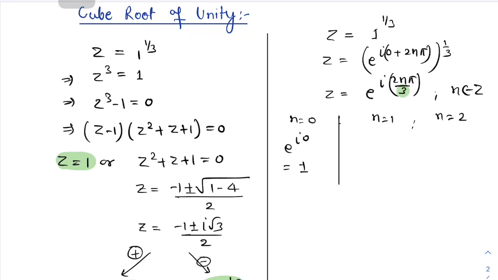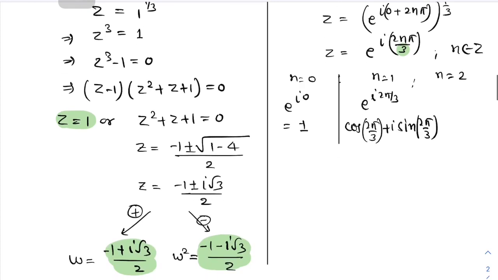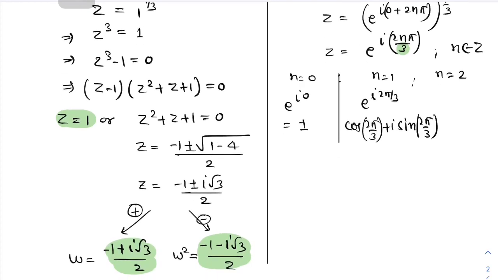If I put n is equal to 1, I will get z equal to e to the power iota 2 pi by 3. So if I convert this into cis theta, I will get cos of 2 pi by 3 plus iota sine of 2 pi by 3. Okay, 2 pi by 3 means 120 degrees, cos 120 degrees is minus 1 by 2, and sine 120 degrees is plus root 3 by 2.